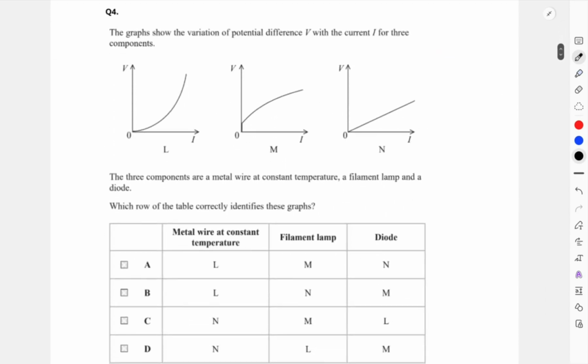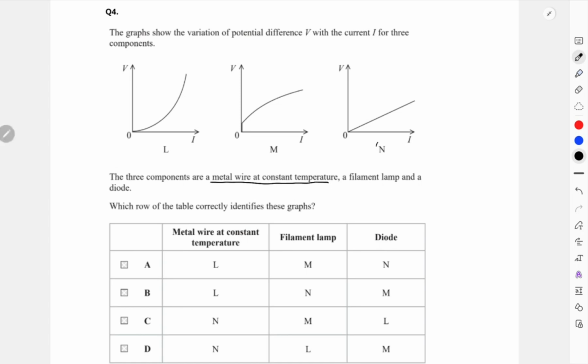This one says that the graph shows the variations of potential difference V with current I for three components. The three components are a metal wire at constant temperature. That means it's talking about an ohmic conductor, right? Where obviously at constant temperature, current and voltage remain proportional.